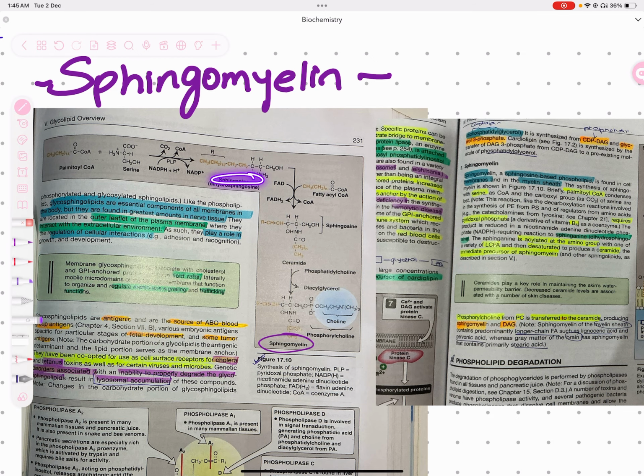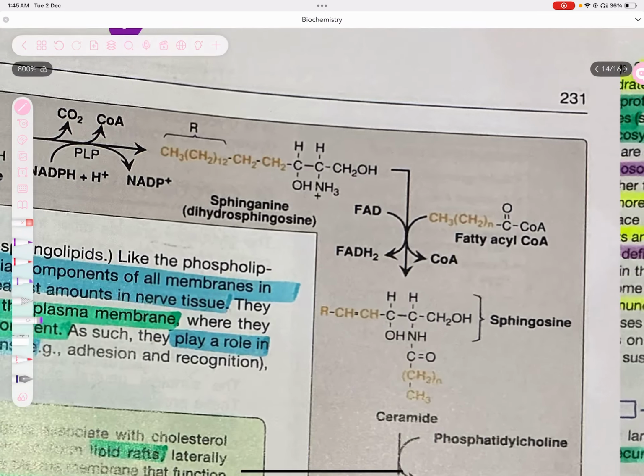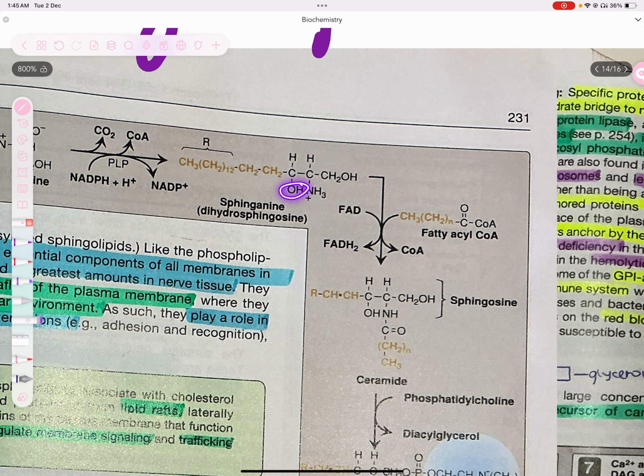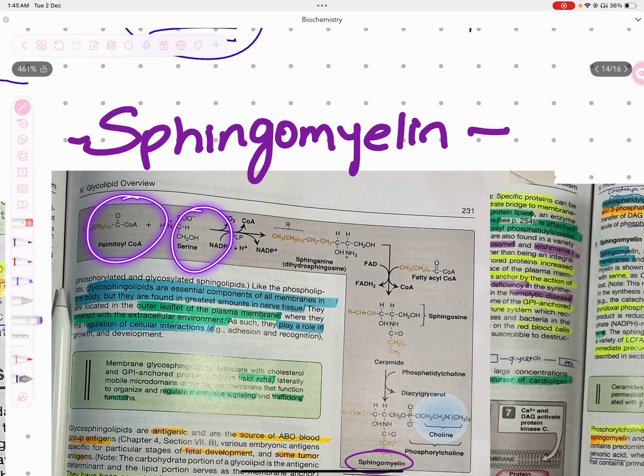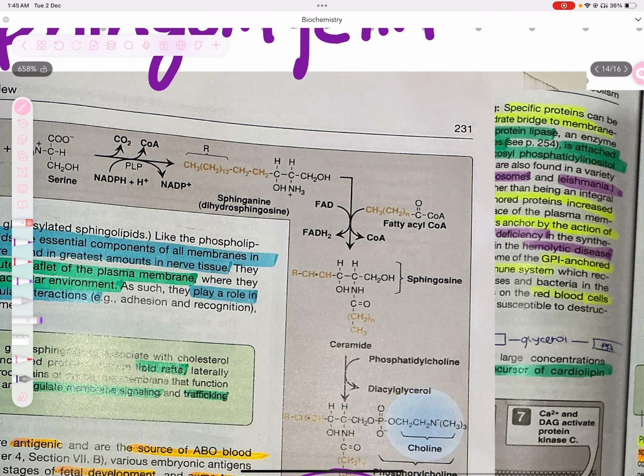Sphingosine, this sounds quite tricky as a name, but if you focus at the structure, you'll notice it has double alcohol. So it's dihydrosphingosine, and sphingosine is the name of the alcohol. So the second name isn't that hard. So dihydrosphingosine, also known as sphingosine. How was it formed? By palmitoyl-CoA and serine decarboxylation, and the CoA also got removed. Now you got sphingosine, dihydrosphingosine.